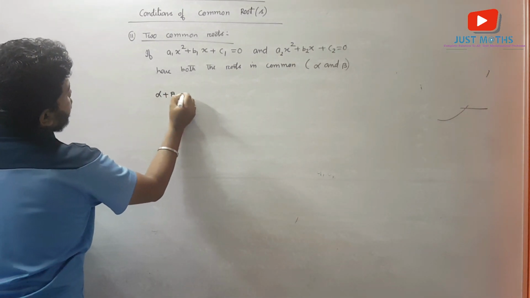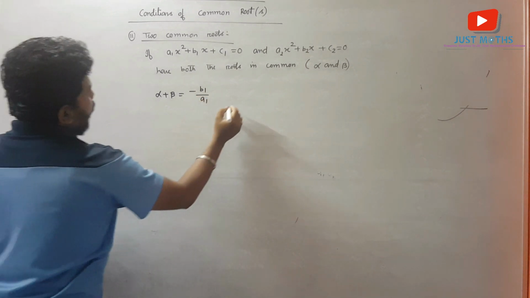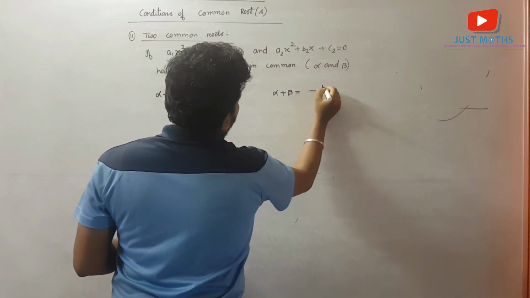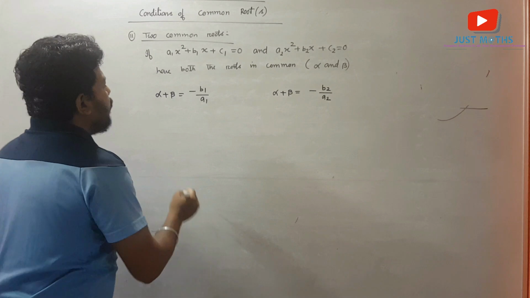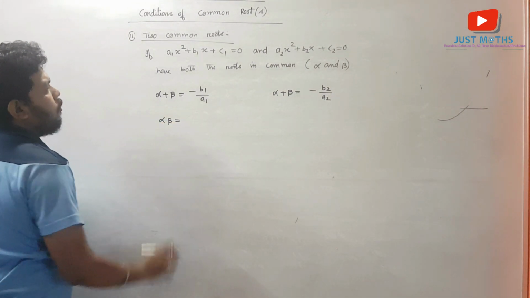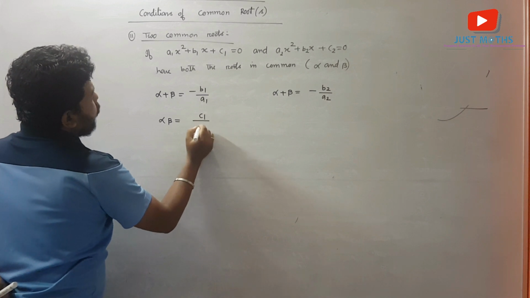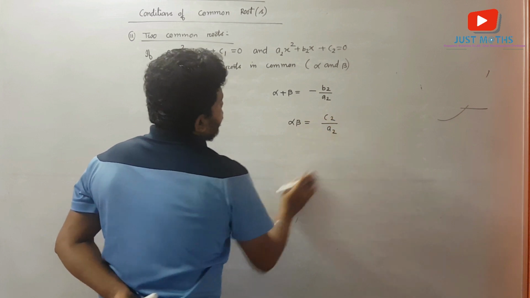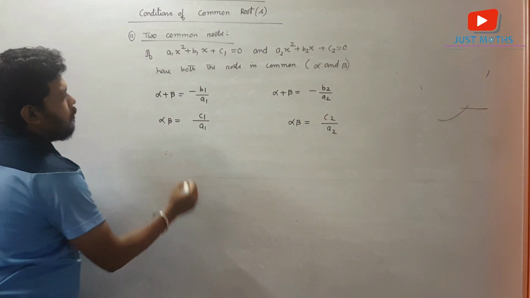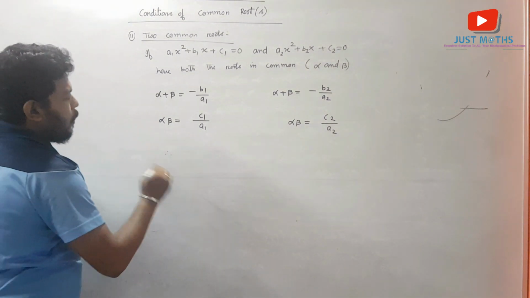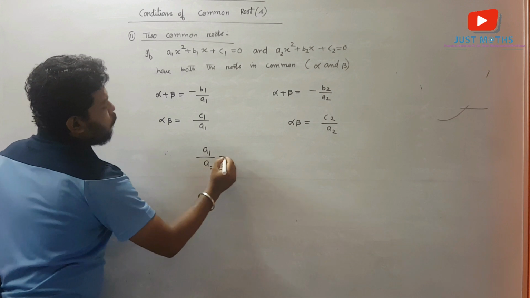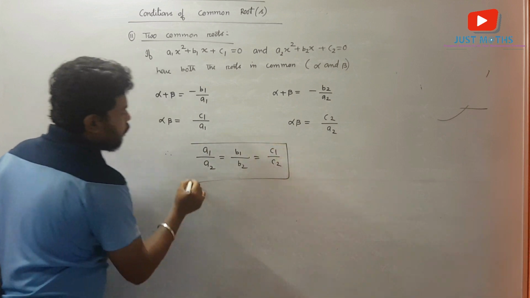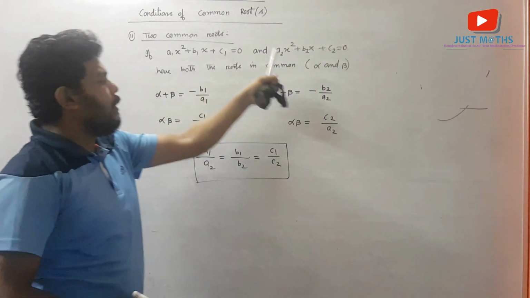alpha plus beta is equal to minus b1 by a1. For this, alpha plus beta equal to minus b2 by a2. Similarly alpha into beta is equal to c1 by a1 and here alpha into beta is equal to c2 by a2. If we apply a little bit of algebra, we will get a1 by a2 is equal to b1 by b2 is equal to c1 by c2. This is a condition for two quadratic functions to coincide.